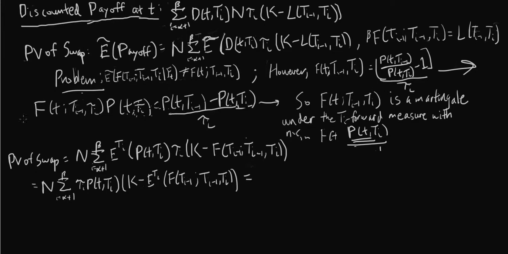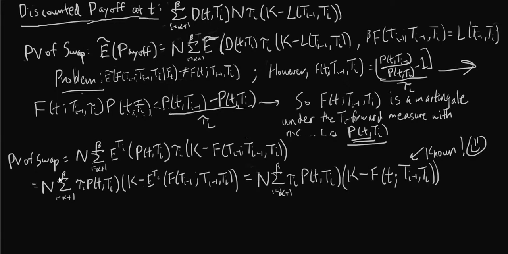Ta-da! This expectation of the forward rate going from T_{i-1} to T_i at the future time T_{i-1} is simply the forward rate at time t, little t, which is today. And this is a known variable because you can derive the forward rates from today's discount curve. And now everything here is known. The swap rate is known, the zero coupon bond price is known, the notional is known, and therefore you can calculate the present value of the swap today.